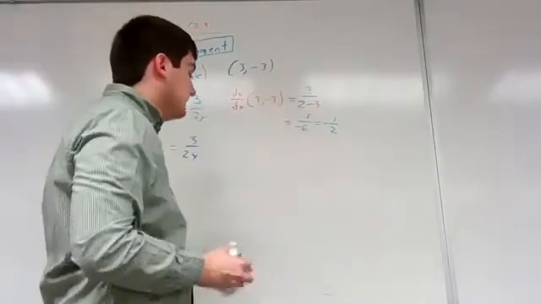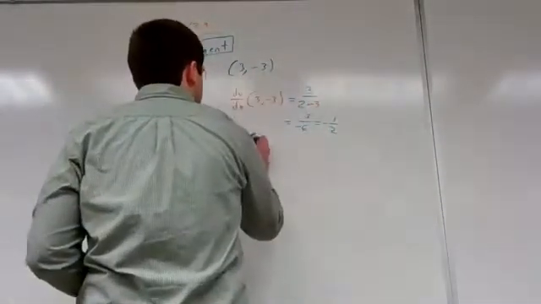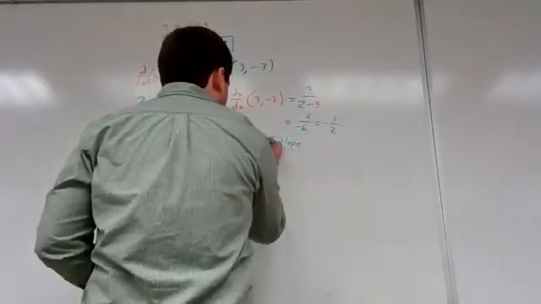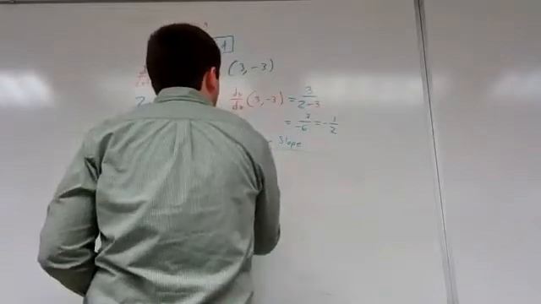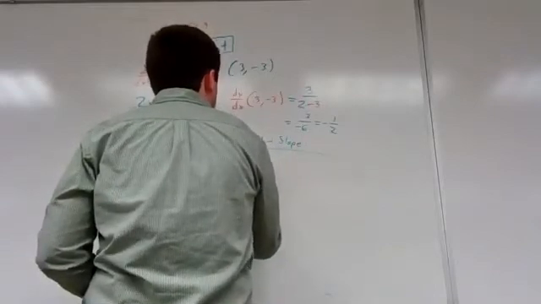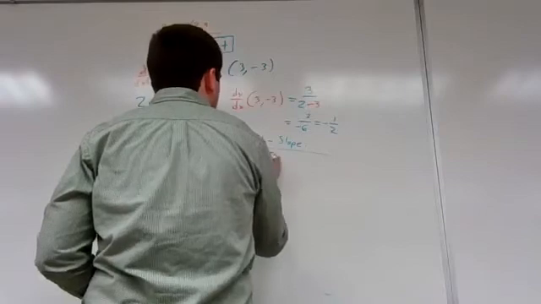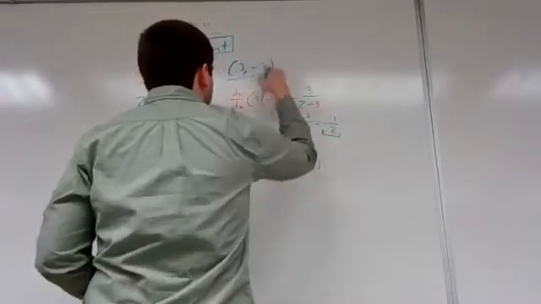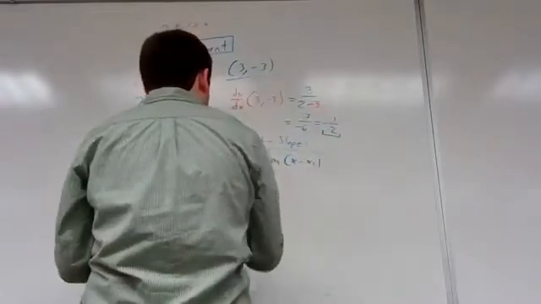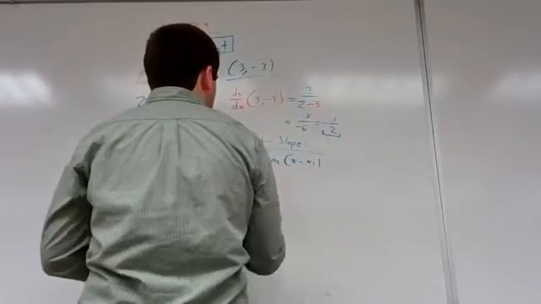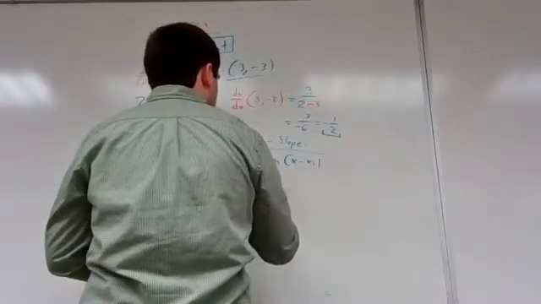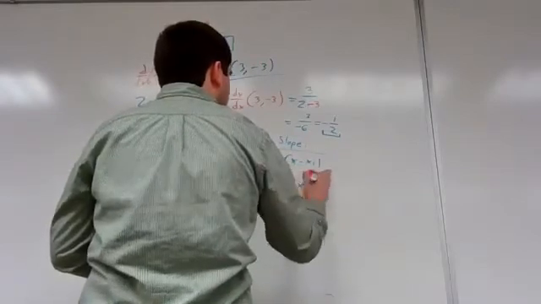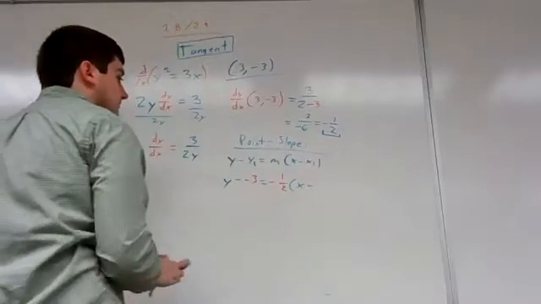I have the point for the tangent line, and so now I'm going to use point slope form, which says that y minus y1 equals m times x minus x1. Here's m, and here's our point, x1 and y1. So when I plug in, I'm going to get y minus 3 equals m, which is minus 1/2, times x minus 3.